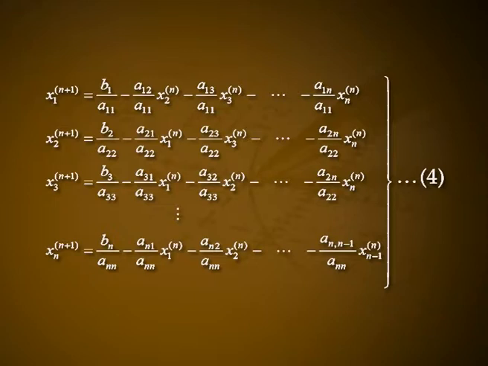x2 n plus 1 equal to b2 by a22 minus a21 by a22 into x1n minus a23 by a22 into x3n minus etc. minus a2n by a22 into xnn. x3 n plus 1 equal to b3 by a33 minus a31 by a33 into x1n minus a32 by a33 into x2n minus etc. minus a3n by a33 into xnn, etc. xn n plus 1 equal to bn by ann minus an1 by ann into x1n minus an2 by ann into x2n minus etc. minus ann minus 1 by ann x n minus 1 n. Let it be the system of equations 4.